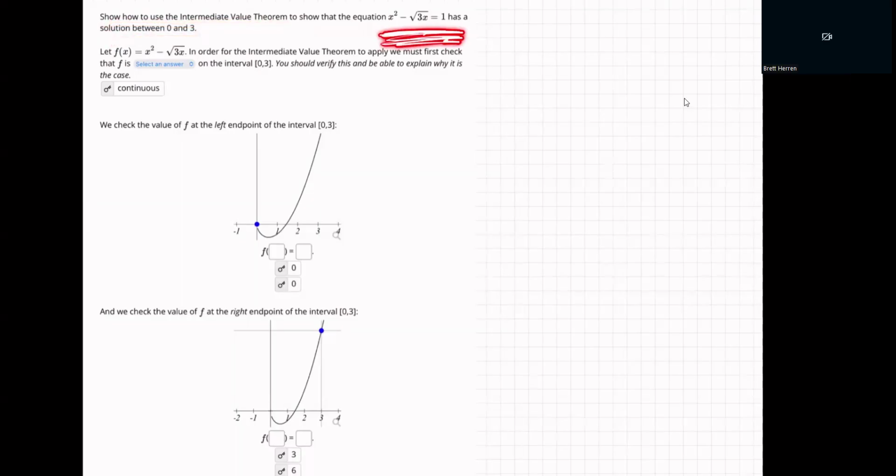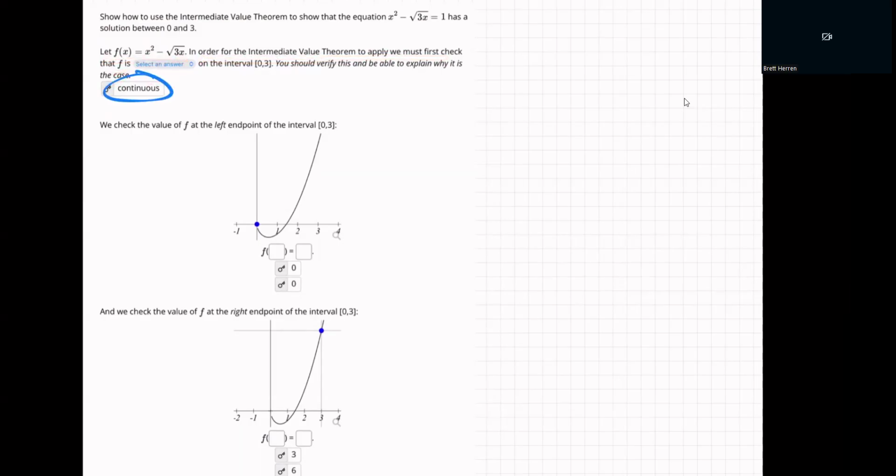There's an x value somewhere between x equals 0 and x equals 3 that's going to make that true. How do you know that? Well, we know it from the graph and from the intermediate value theorem. This is the function, x squared minus root 3x. In order for the intermediate value theorem to apply, we must first check that it's continuous. So that's what you want to choose there.